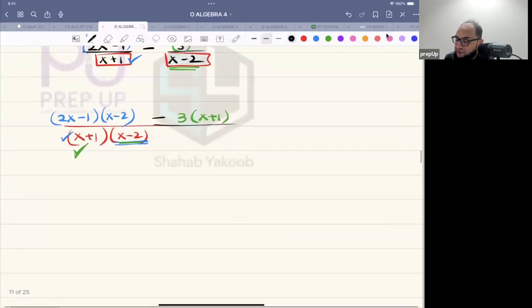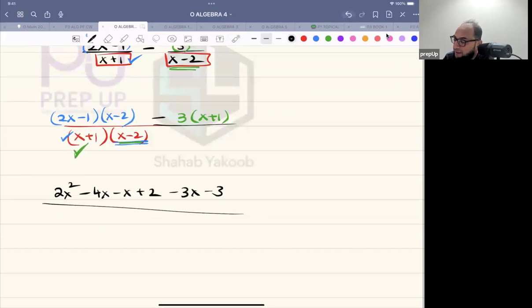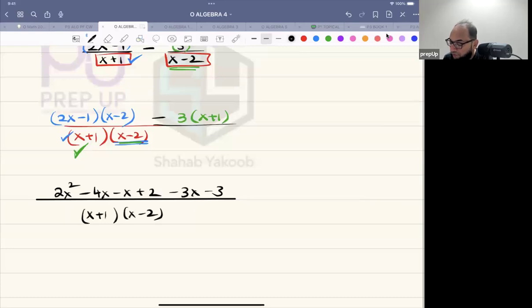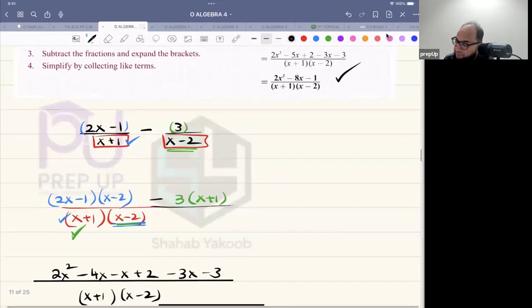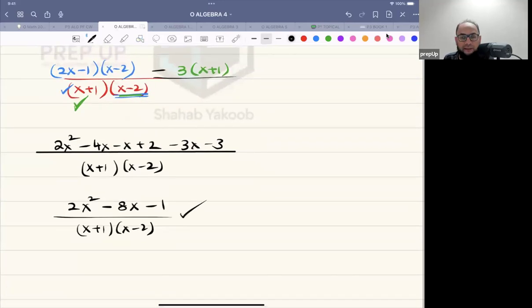So now it's time for simplification. 2x into x, that's 2x square, minus 4x, minus x plus 2, minus 3x minus 3, divided by (x plus 1)(x minus 2). So now we have 2x square, and this is negative 8x minus 1, divided by (x plus 1)(x minus 2). Let me check if my working is all good, all correct. Yes, it's all good, all correct.